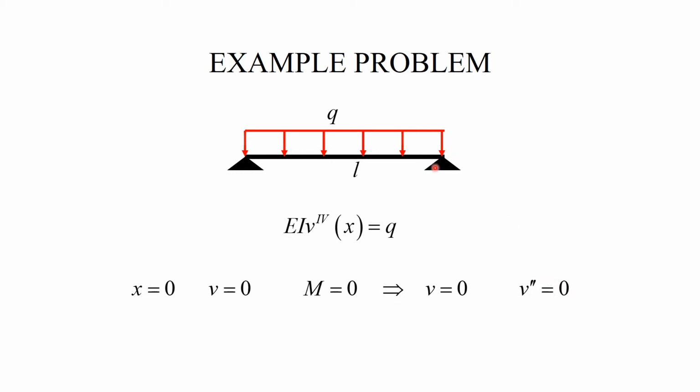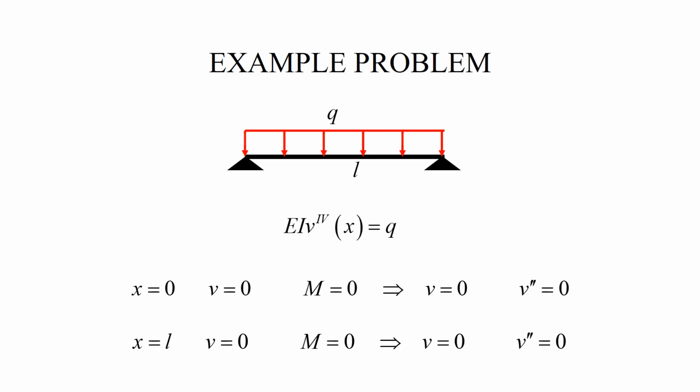Now, if I look at the other end, x equal to L, I simply claim that the 2 ends are essentially the same. V equal to 0, M equal to 0 translates into v equal to 0 and v double prime equal to 0. So here I have 4 boundary conditions, right? Of course, the 2 lines look the same, but one of them is evaluated at x equal to 0 and another at x equal to L.